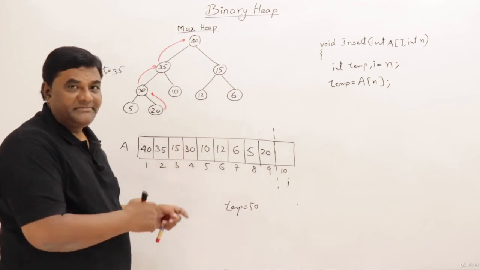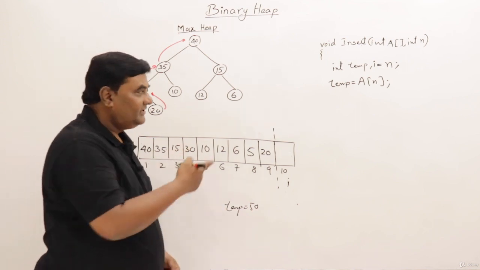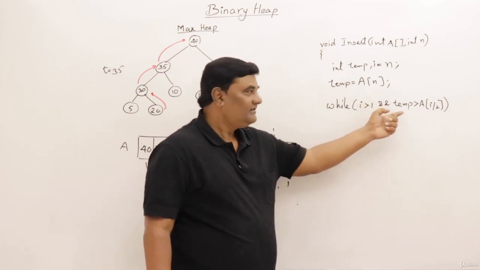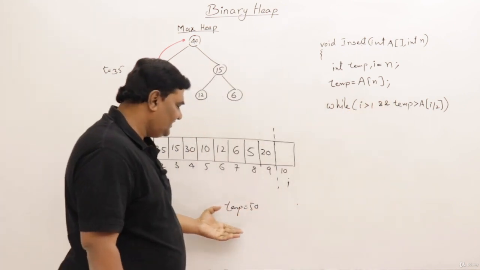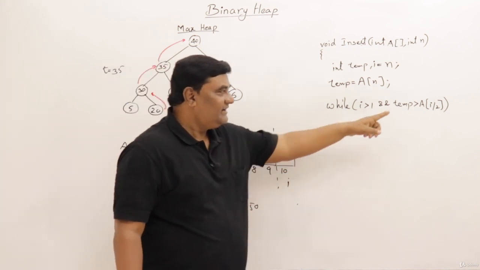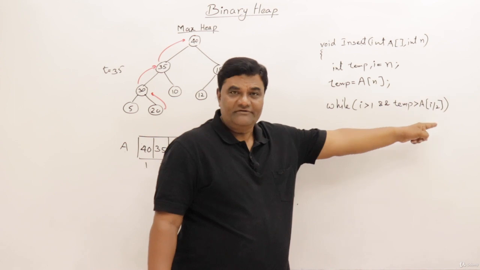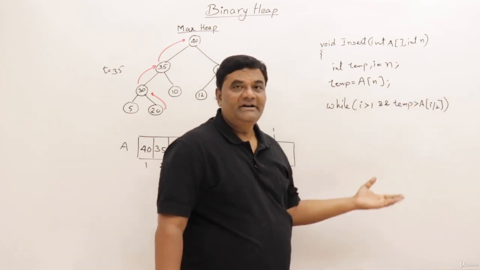So this copying can be done using a loop, that is a while loop. So I will write the loop. While i is greater than 1 and temp value, the value that we have inserted, is greater than its parent. So parent means i by 2, integer division, it will take the floor value. So A of i by 2 is the parent's value.